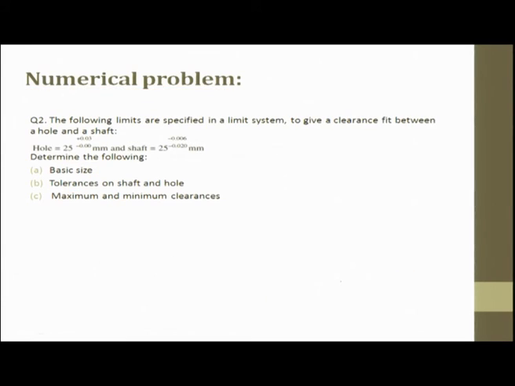In this problem, the following limits are specified in the limiting system to give a clearance fit between the hole and the shaft. The hole is 25, the dimensions are given, and the shaft dimensions are given. Determine the basic size, next the tolerance of the shaft and the hole, and the last one is the maximum and minimum clearance. So, let us take the basic size. The basic size for the shaft and the hole is 25 millimeters.